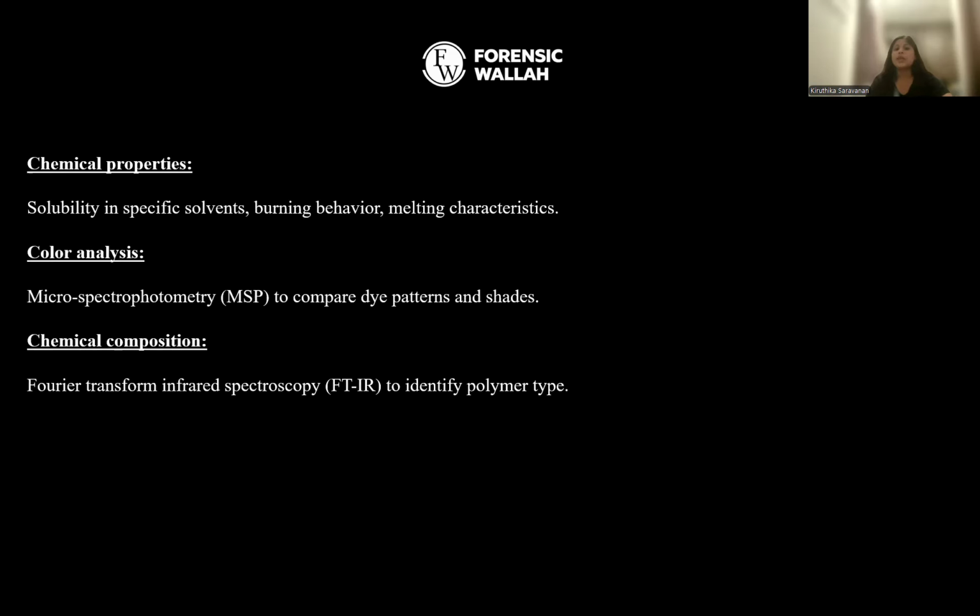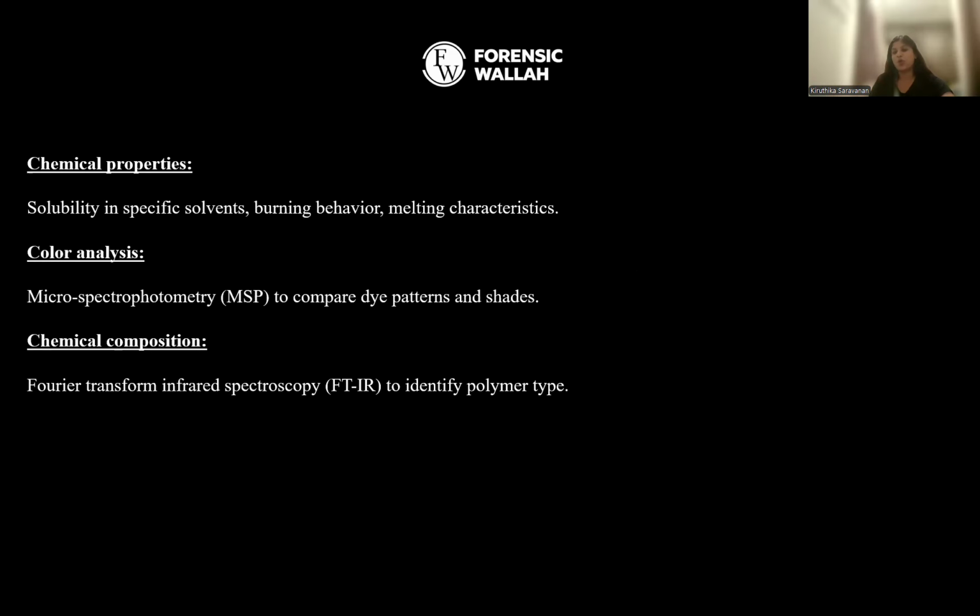And chemical properties also. For example, how do different fibers react when you are burning them, melting them, or adding organic solvent? For example, cotton. All of the plant fibers burn very quickly, and cotton, especially when it burns, has a ribbon-like appearance. So how do they react with specific solvents? What is their burning behavior? What is their melting behavior?